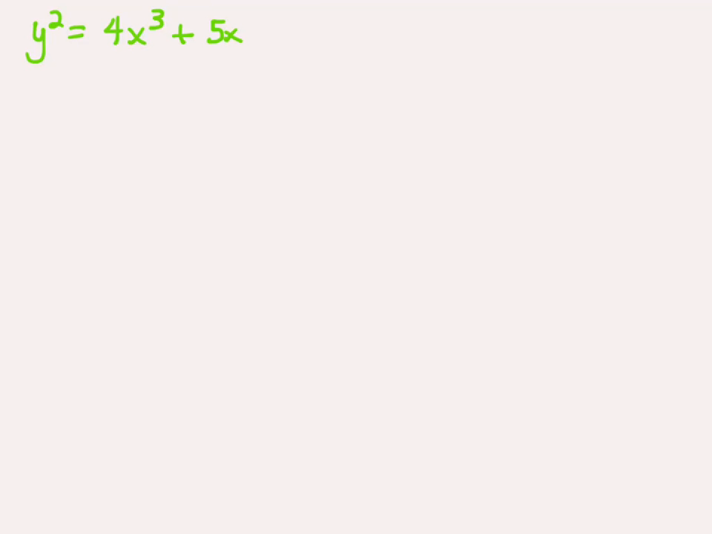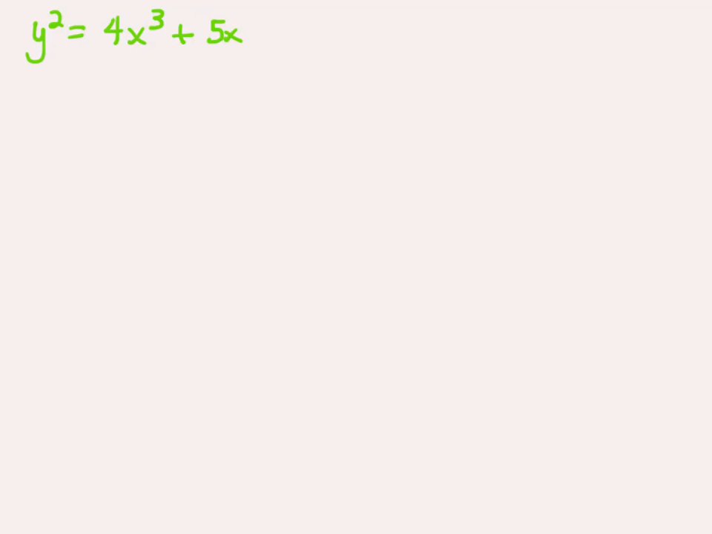Here we have y squared equals 4x cubed plus 5x. So I have a function that almost seems like it's solved for y, but actually I've got y squared. Sorry, excuse me, I think I called this a function. This is a relationship. This would not be a function if we graphed it. It would not pass the vertical line test. So this is a relationship, but we're going to apply implicit differentiation.